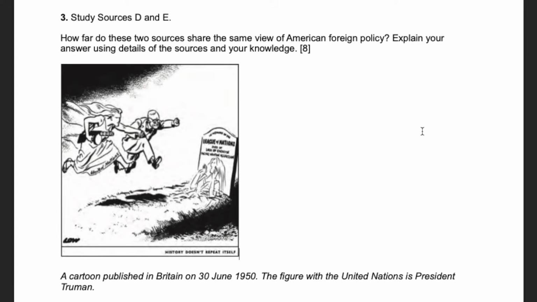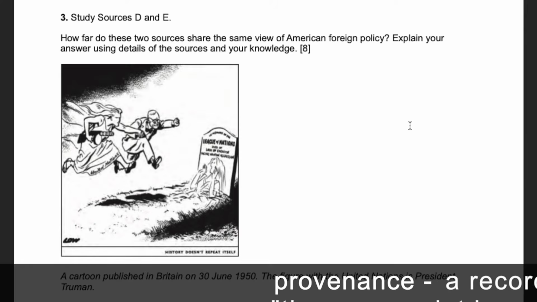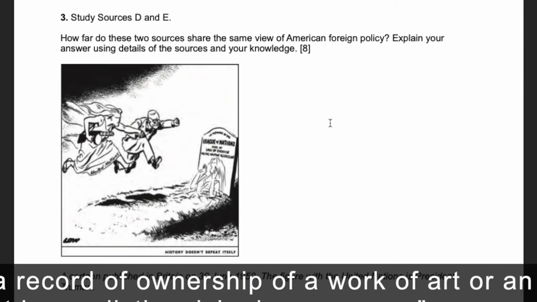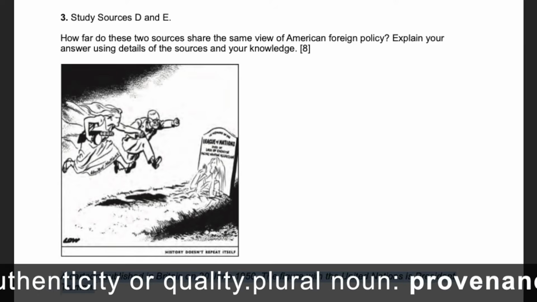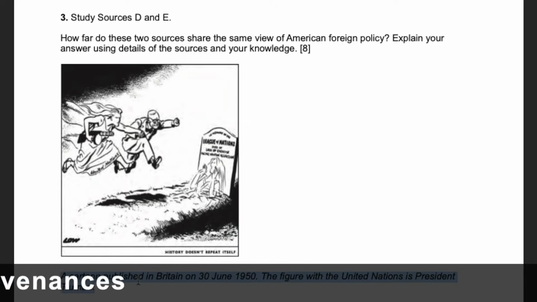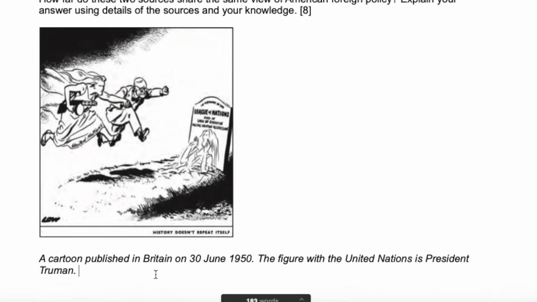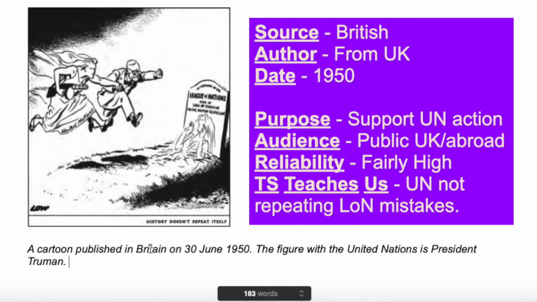So looking at the first source, it is a cartoon. Always want to read the provenance first. The provenance is that little line of information underneath the source. It'll really tell you a lot. From this provenance, we can say it is from Britain, so we know where it's from. We know the date, the 30th of June, 1950, and it explains to us the figure of the United Nations.